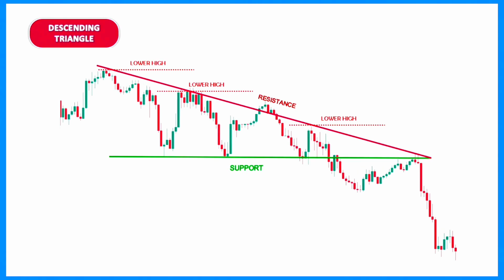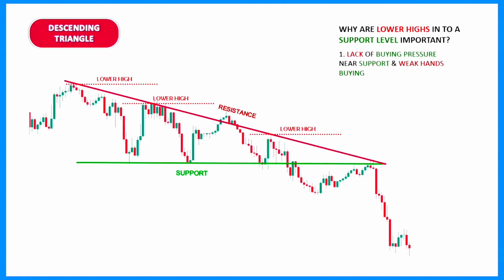Visually, a descending triangle forms as a series of lower highs pressing into a clear support level. This setup reflects weakening demand and increasing selling pressure. Normally, when price drops, buyers step in to push it back up. But inside a descending triangle, that demand is missing. Instead, sellers are willing to sell at progressively lower prices, and that's why you see lower highs forming again and again.